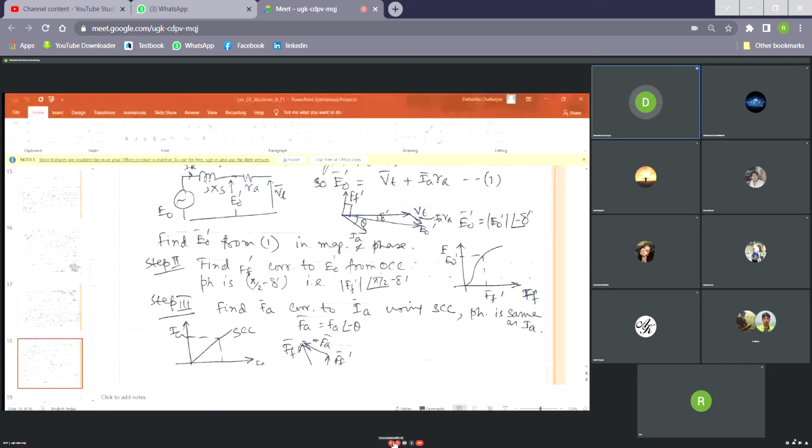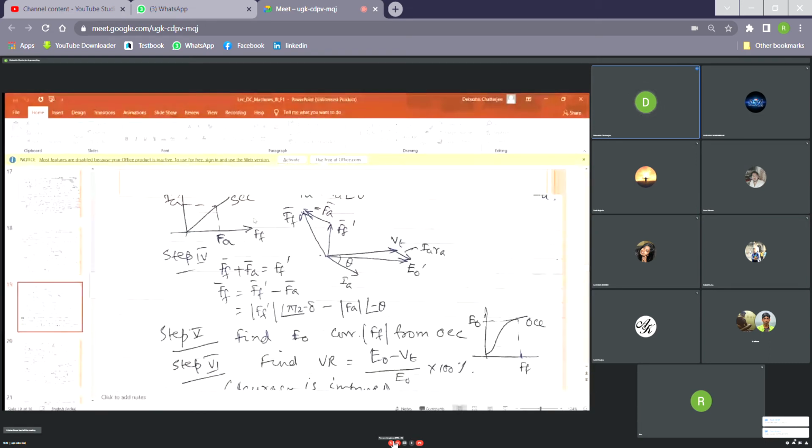So IA versus IF, or on the other hand, you can use IA versus FF, the field MMF. Now corresponding to that IA, you can calculate the armature MMF required, FA. Now FF plus FA is FF dash. Now you can get FF equal to FF dash minus FA.